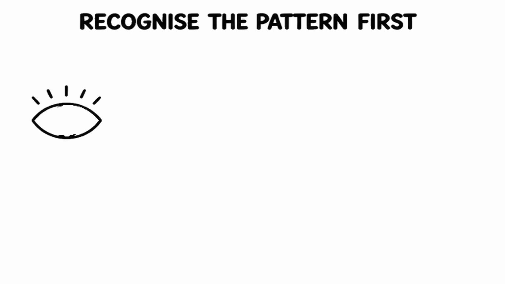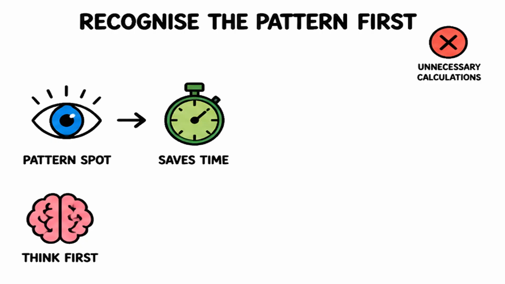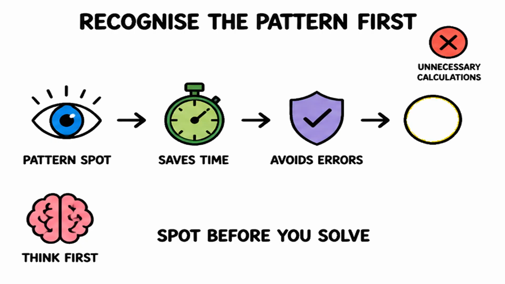The key is to recognize the identity before doing unnecessary calculations. A quick pattern spot saves time, avoids errors, and makes trigonometry feel easy.